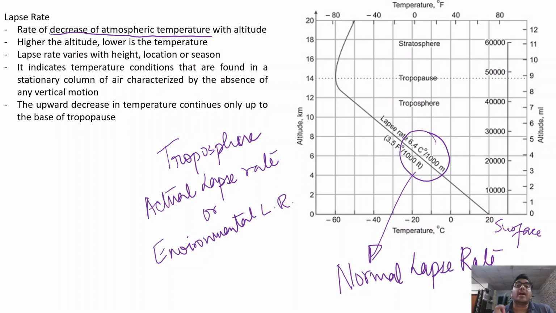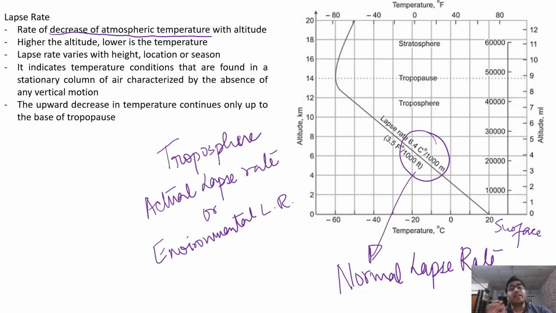Lapse rate varies with height, location, or season. So, the lapse rate at the equator will be much different than the lapse rate at the poles. The lapse rate at the sea level will be different than the lapse rate at the mountainous regions. Lapse rate will be different in the summer season, and different in the winter season. As I mentioned in the beginning, there are several factors which control this lapse rate. So this value of lapse rate keeps on changing based on the latitudinal position, the altitude, and the seasons, meaning the time of the year.